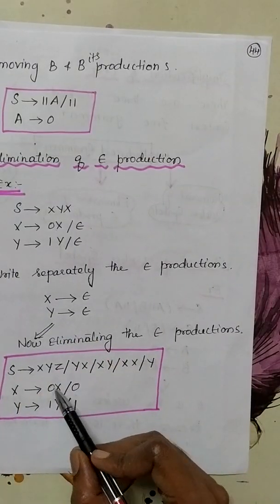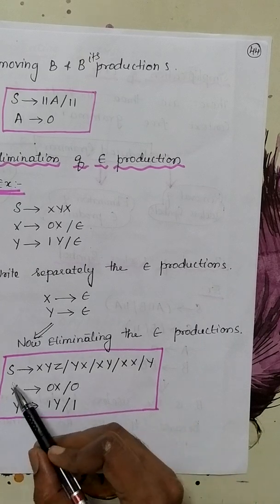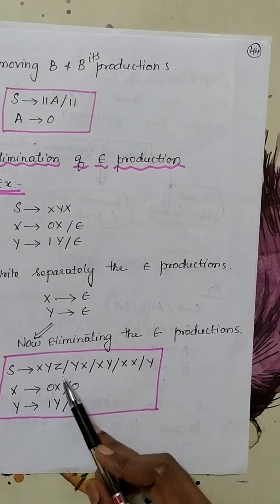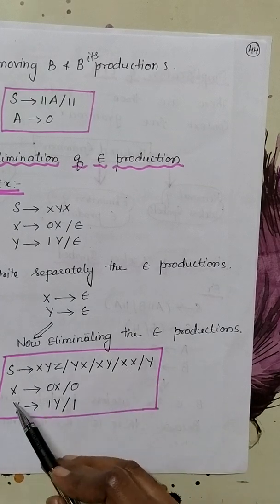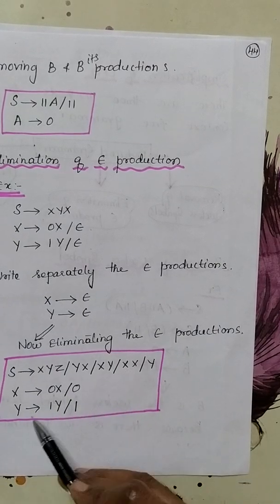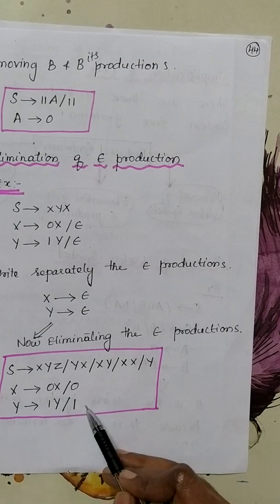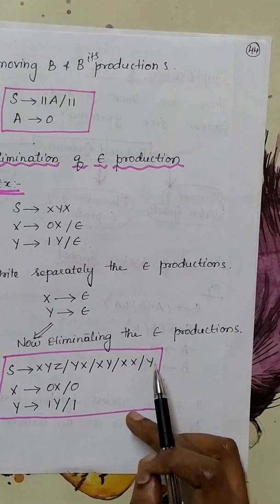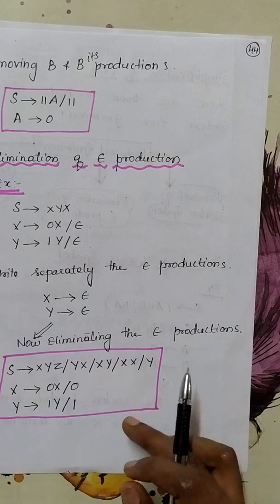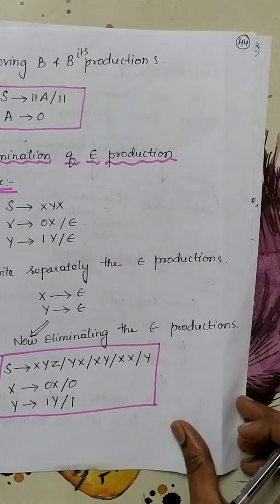Okay, so in this way we are eliminating the epsilon productions. After eliminating the epsilon production, we are getting our context-free grammar like this: S tends to XYZ, YX or XY or XX or Y. X tends to 0X or 0, Y tends to 1Y or 1. So this is the context-free grammar we are getting after eliminating the epsilon productions.